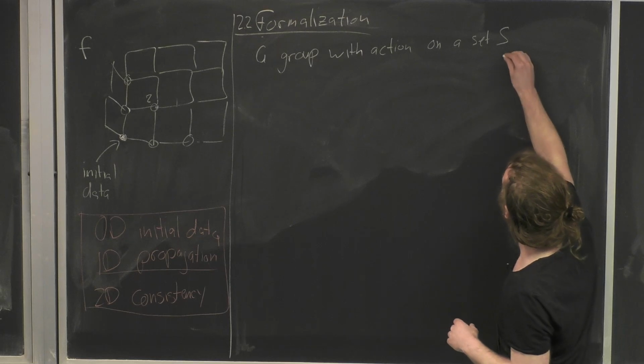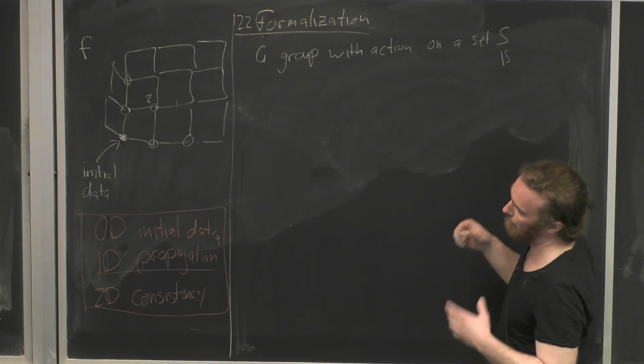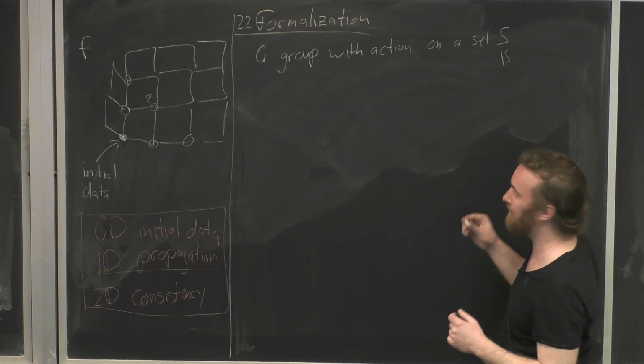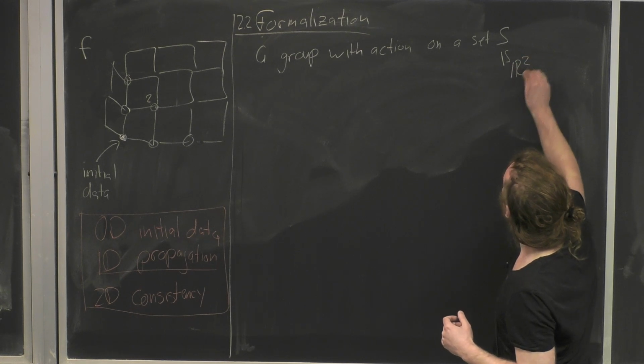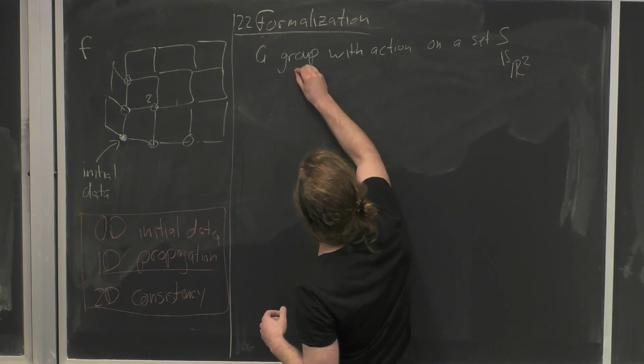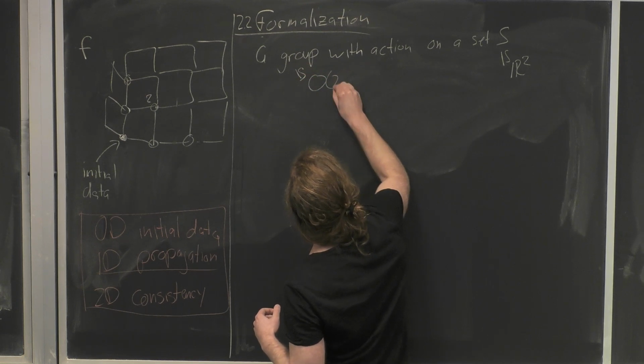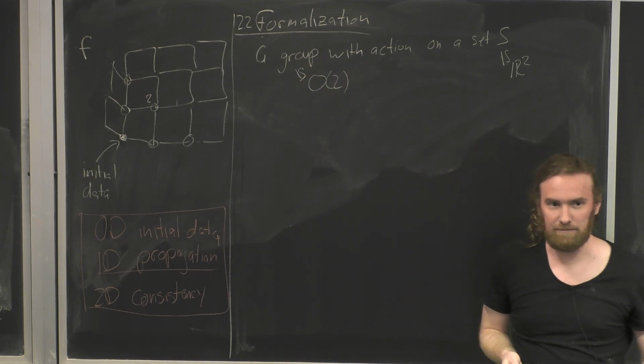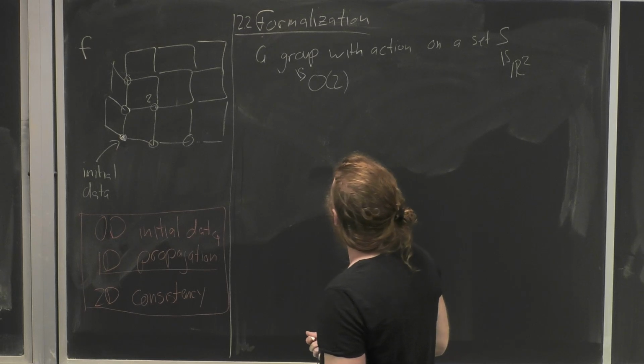I think it's sort of clear. Maybe, oh no, maybe not yet. But the set here in this example would have been R2, yeah, and the action would have. So the group would be O2, yeah, because we're reflecting.